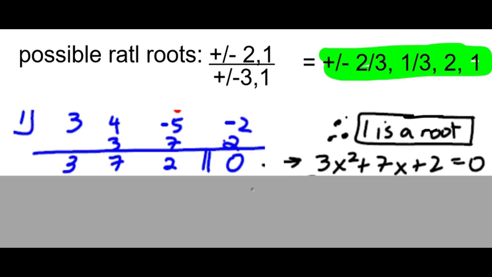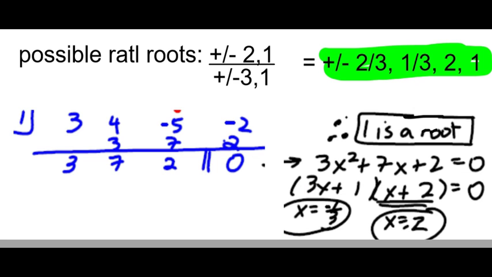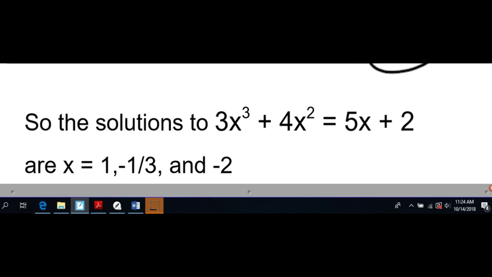And so that means I can write out a new factorization. So just a reminder, the 3, 7, and 2 get transferred over to the new quadratic, right? 3x squared plus 7x plus 2. All of that times x minus 1 would have to equal 0. So you can see here I factored my 3x squared plus 7x plus 2. And then from there, I set either one of those binomials equal to 0, and I came up with 2 other roots. So that means that the solutions to my original equation are 1, -1/3, and -2.